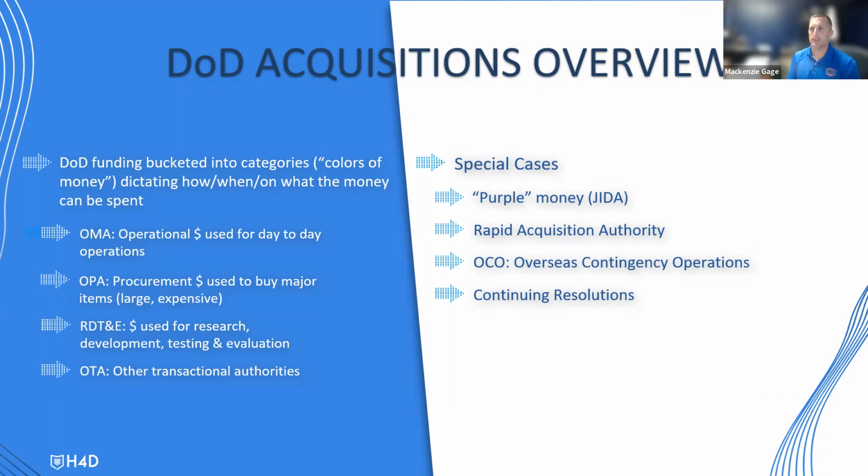Rapid Acquisition Authority, the SecDef, can reprogram money up to $200 million a year to address a capability gap that is identified and needs to be rapidly acquired. And then we have overseas contingency operations, so OCO dollars. That is primarily what funded Iraq and Afghanistan, the Ebola response, and other overseas contingency operations, things that couldn't be predicted for and budgeted for.